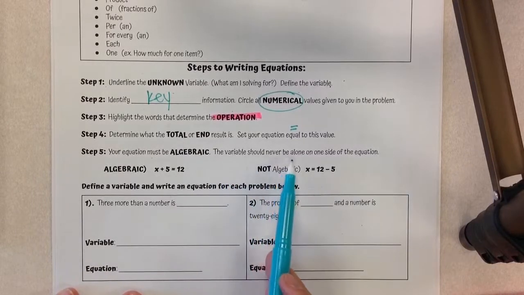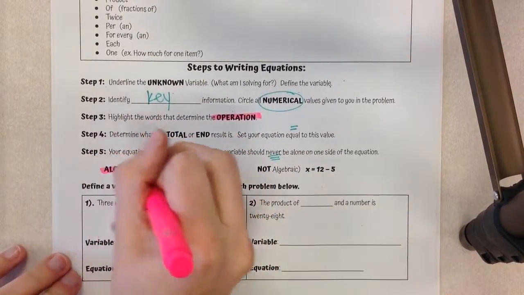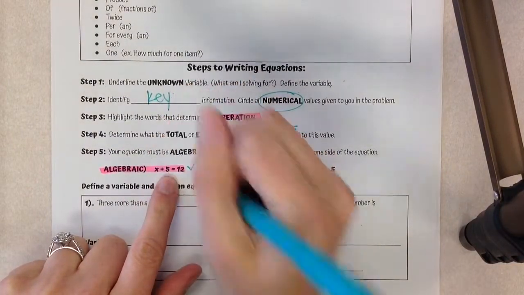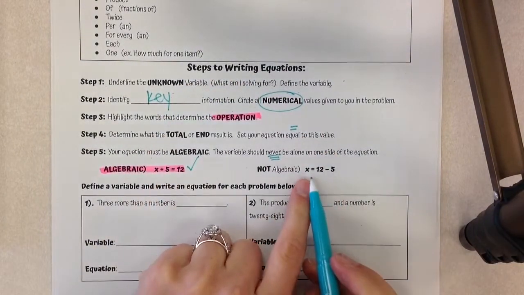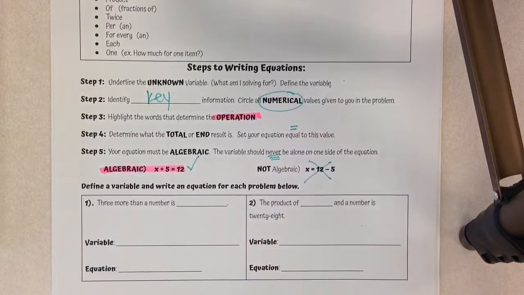So the variable should never be alone on one side of the equation. So this one is an algebraic equation. The variable has an operation and a number with it. So that's algebraic. This is not algebraic. The variable's on its own. There's no operation. There's no number. Okay? So let's look at number 1.